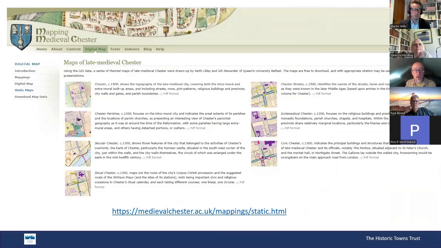And if you go to this website here, the Mapping Medieval Chester website, you'll see the maps which we produced. They're all thematic. So we have Chester parishes, secular Chester, ritual Chester, civic Chester, ecclesiastical Chester, and Chester streets, as well as Chester 1500. And they're downloadable as PDFs, so they're accessible for you. But of course, we want you to buy the new map, which is an important thing.